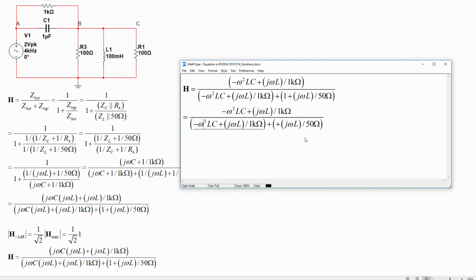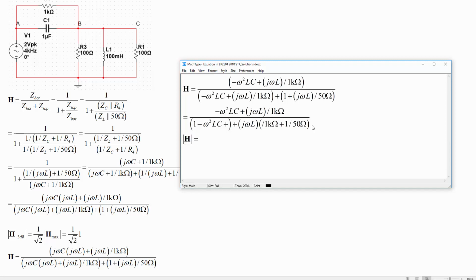So that's going to be 1 minus omega squared LC there. And then we've got the imaginary part here. Actually, we have a j omega L for both of those. So maybe we'll factor all of that out and just have 1 over 1k plus 1 over 50 ohms. Okay, great. So then we are now in a good position to be able to take the magnitude.